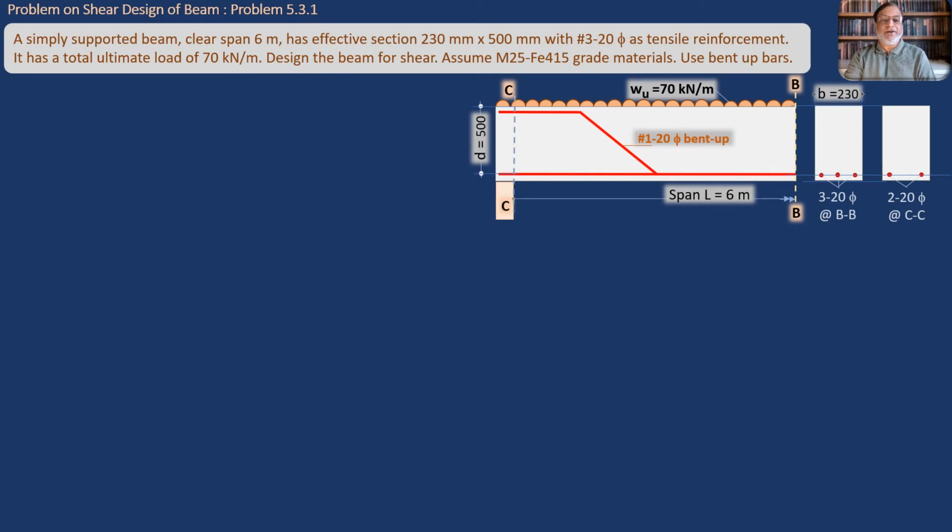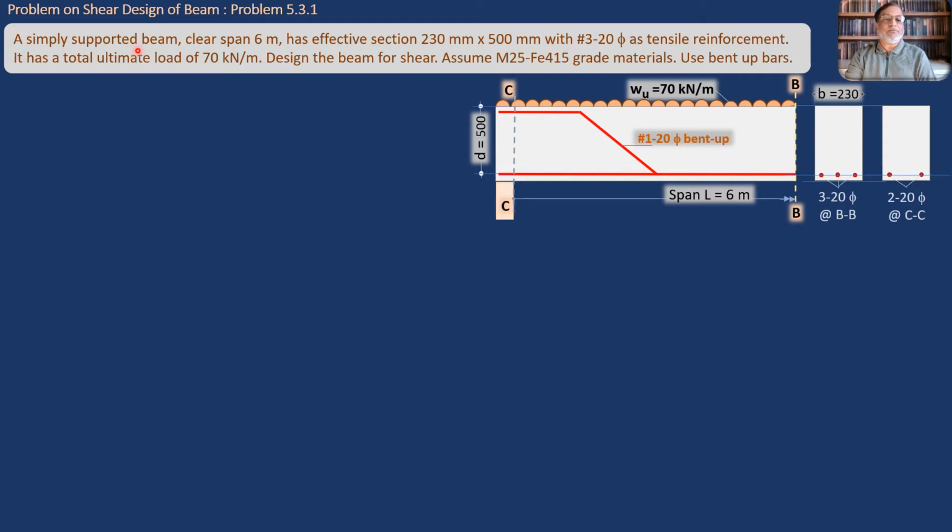Friends, in the last video lecture, we have seen the design procedure and the behavior of a beam in shear. We have also studied the IS specifications regarding shear design of beams in the earlier video. Now here we apply all those concepts to a numerical problem. Let us read the statement of the problem.